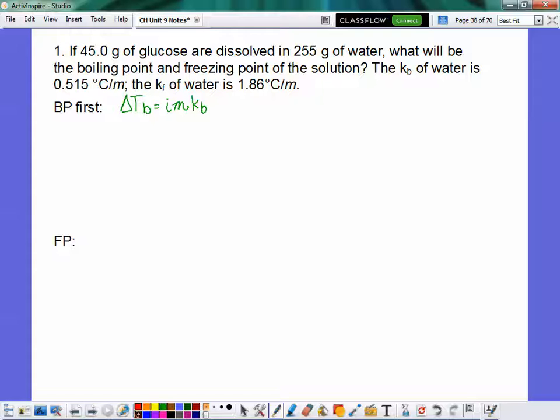I is the number of particles that this solute, the thing that's being dissolved, makes in solution. What is my solute? What's being dissolved? Glucose. What type of compound is glucose? It's a covalent compound. What's the formula for glucose? It's C6H12O6. You might remember that from biology. And that, like you already said, is covalent. So what does that make i? 1, because glucose is covalent.